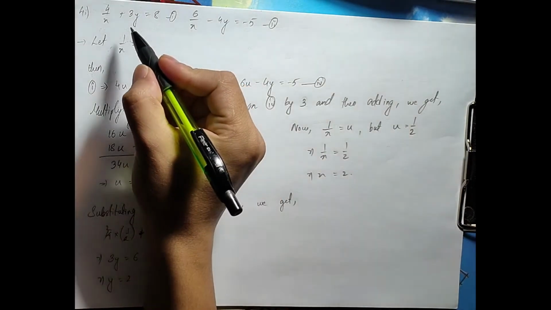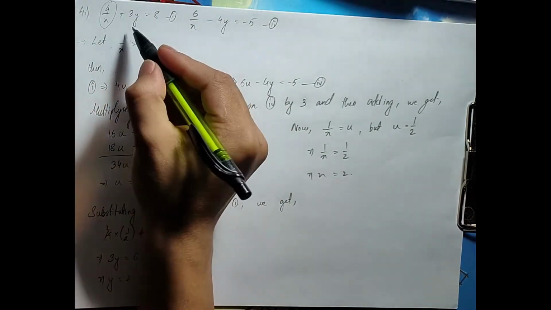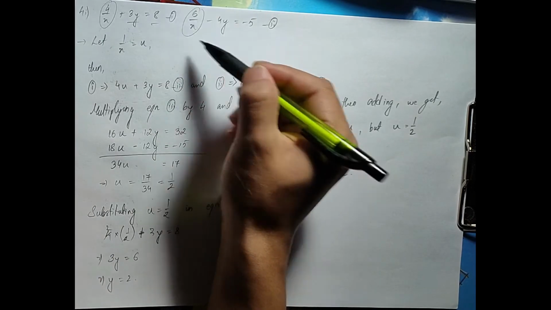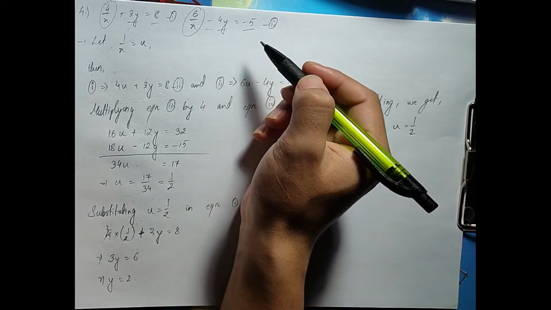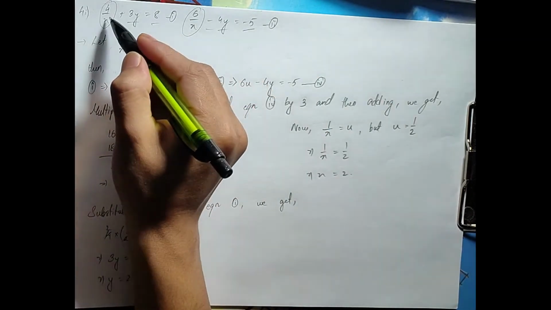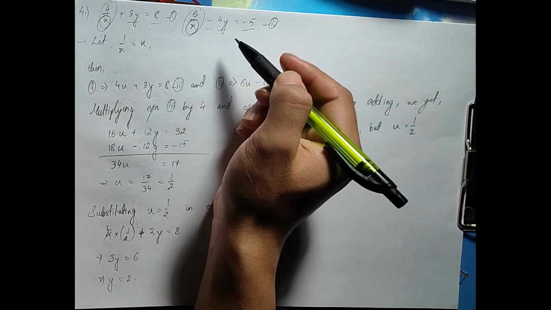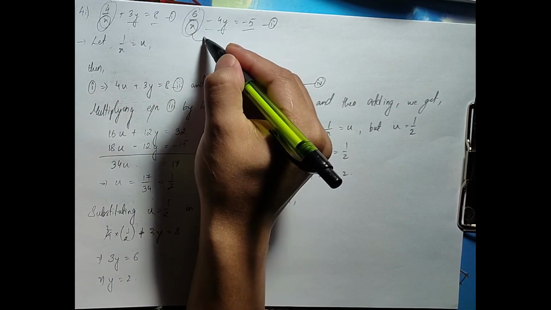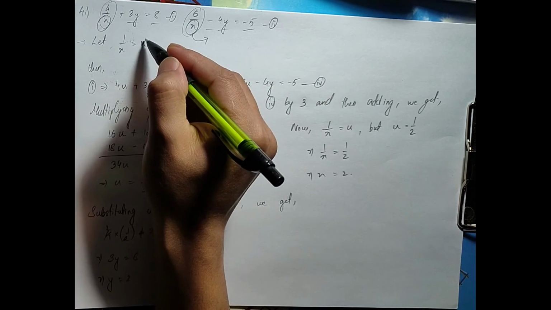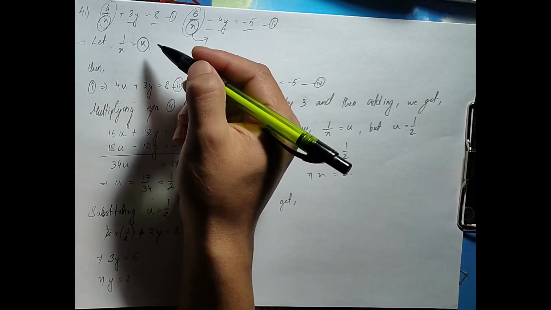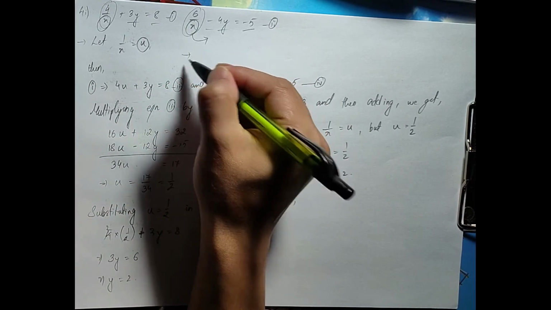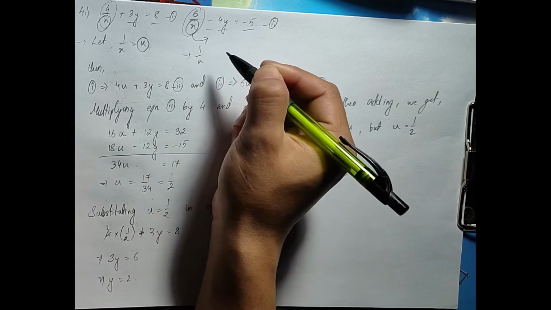Let us look at a different question. 4 by x plus 3y is equal to 8. 6 by x minus 4y is equal to minus 5. So we can see why it is different, because x is in the denominator. Whenever the variable is in the denominator, we'll have to substitute it with some other value such that we don't have any variable in the denominator.